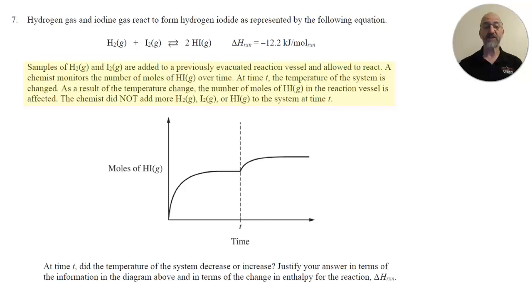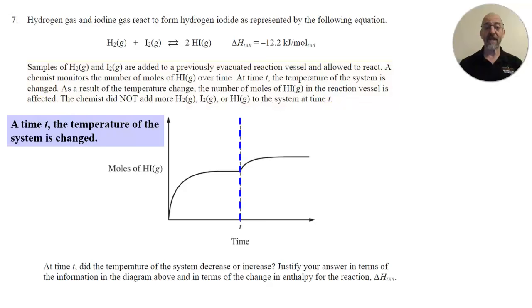As a result of the temperature change, the number of moles of hydrogen iodide gas in the reaction vessel is affected. And you will notice that to the right of that dashed line, you can see that the number of moles of HI, or hydrogen iodide, has now been increased a little bit. All right, well, the chemist did not add more hydrogen. The chemist did not add more iodine or add more hydrogen iodide to the system at time t. The only change that we need to worry about is a change in temperature. So here are the details of the experiment in question 7. At this point, at time t, the temperature of the system is changed.